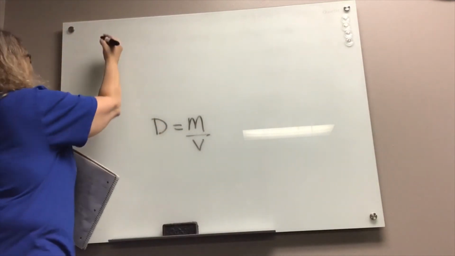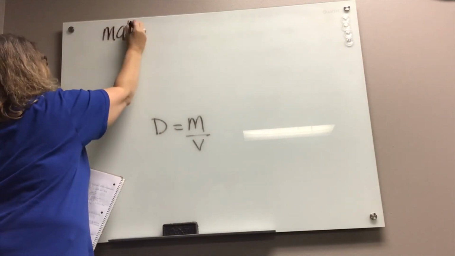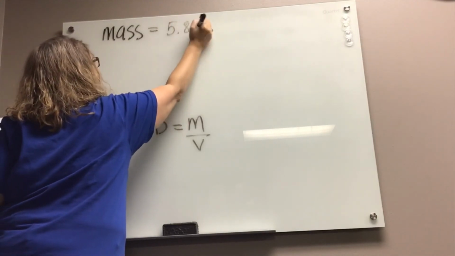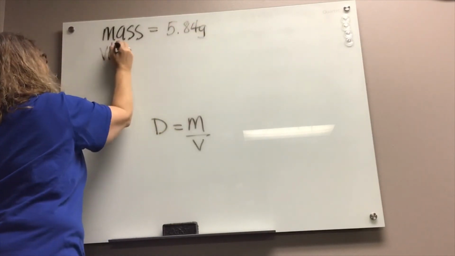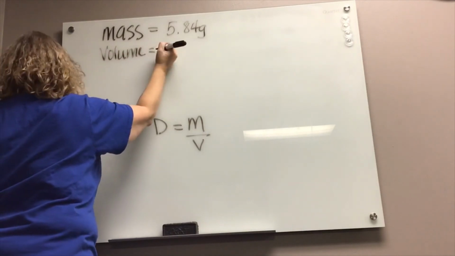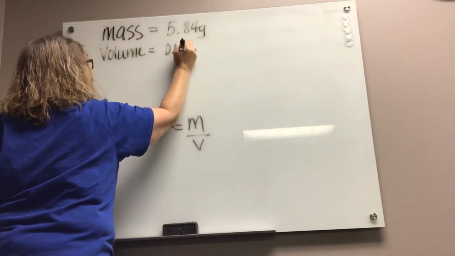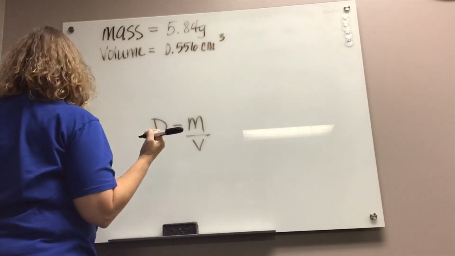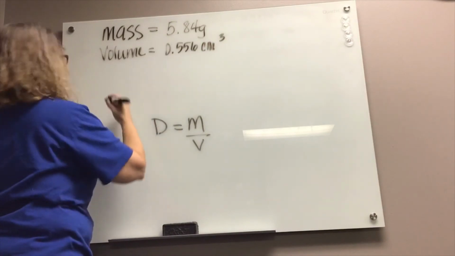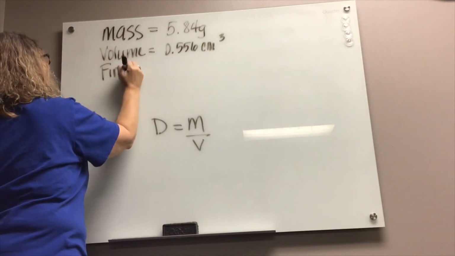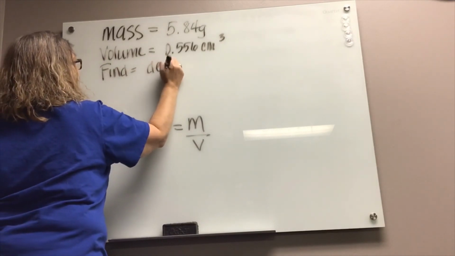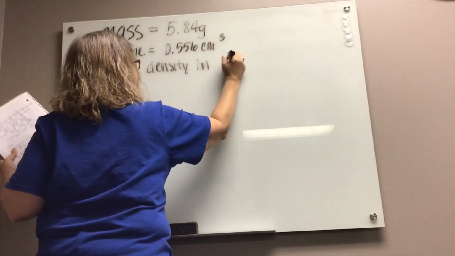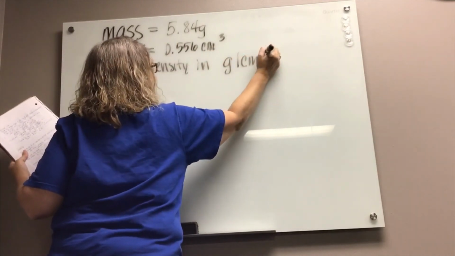So what we have is an item with a mass of 5.84 grams. We have a volume of 0.556 cubic centimeters, and we want to find density in grams per cubic centimeter, right?